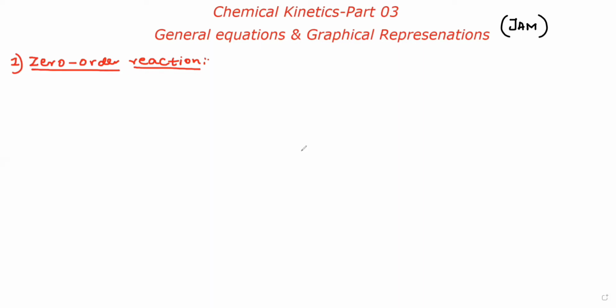Okay. Now please note, first equation, very important. That is dx by dt, change in concentration by time. This dx means concentration, t means time. The change in concentration with respect to time, that is rate, right? Therefore, rate is k into a power 0. Why do I put a power 0? 0 means zero order reaction. Okay, now k is rate constant, dx by dt is rate, and a is concentration of the reactant.